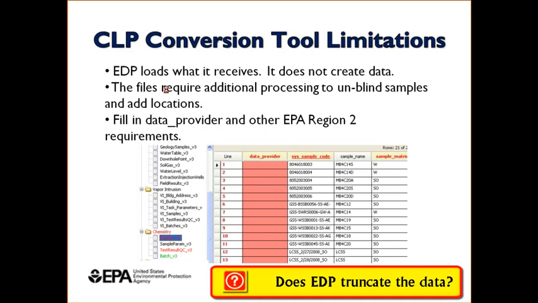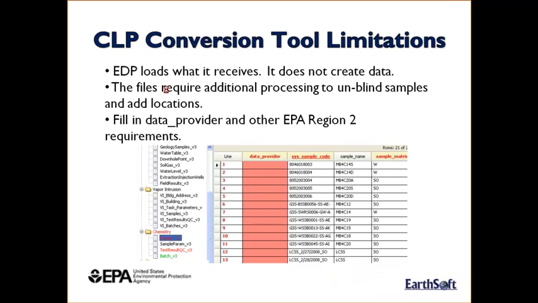Yes? Okay, so the question is, does EDP truncate the data when reading it in from the CLP file? The answer is no, but it will show as an error. One of the things that we saw when we were testing this out was a COC, a chain of custody. The field for chain of custody was really, really long, like 60 or 70 characters long. However, the EPA Region 2 format has a restriction, and I don't know exactly what it is, but it's probably like 20 or 30 or 40, but it's not 60 or 70.